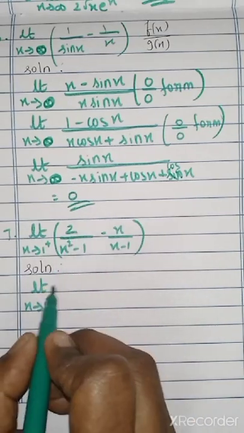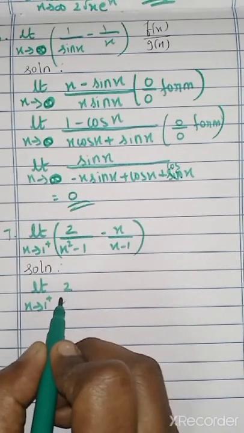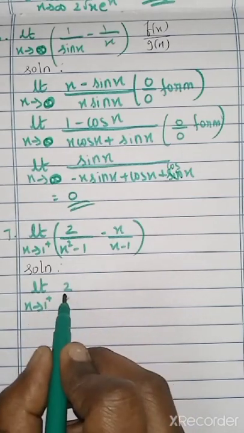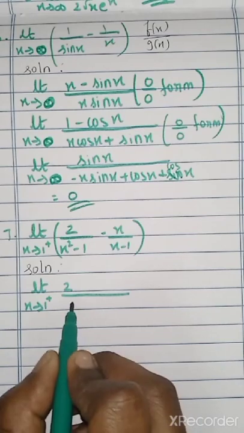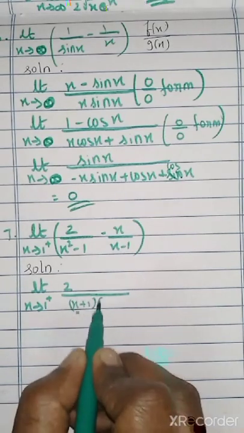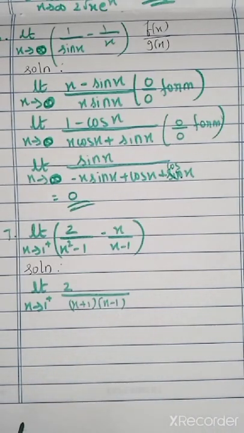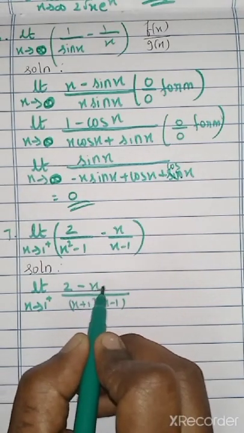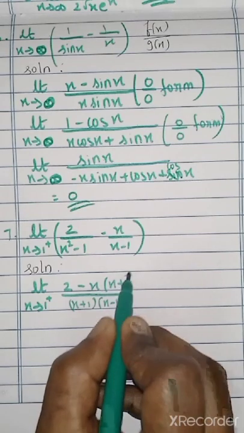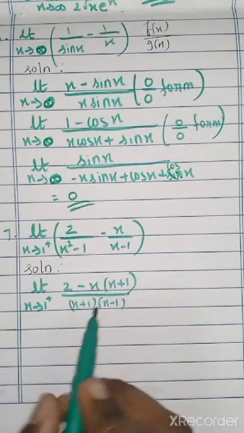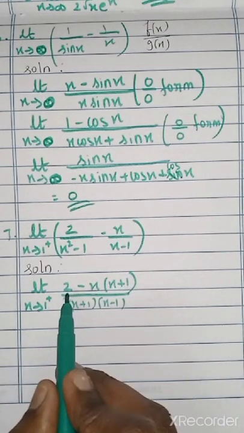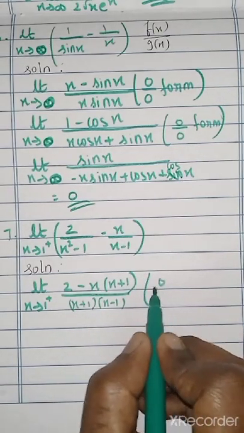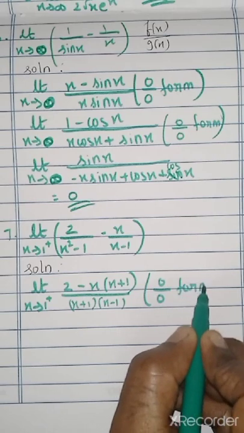So this will become 2 into, okay, here x plus, what is your LCM here? LCM will be x plus 1 into x minus 1, correct? Okay, so no need to multiply anything here. Minus x into x plus 1, correct? Okay, again if you substitute x equal to 1, 1 plus 1 is 2, 2 minus 2 is 0. Again denominator is also 0. So this is of the form 0 by 0.